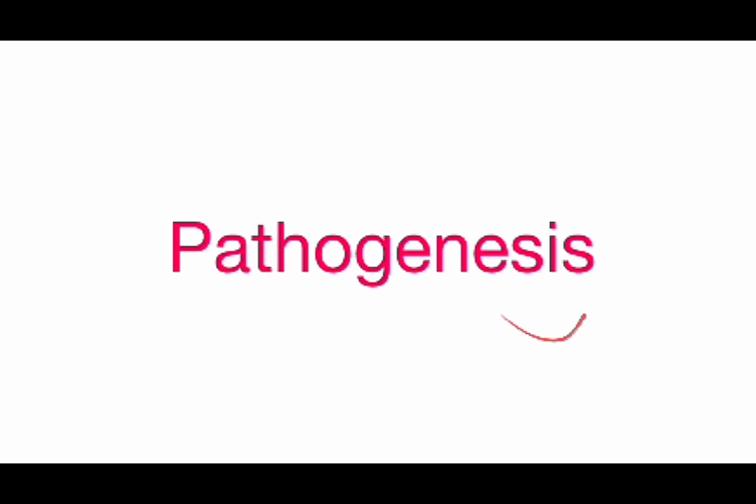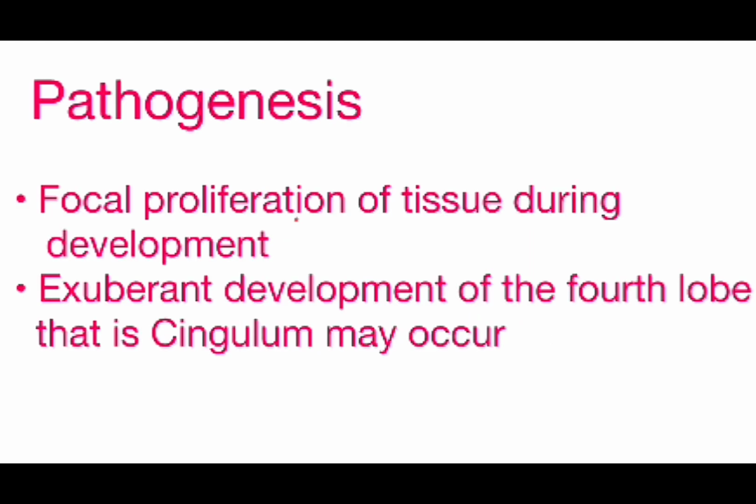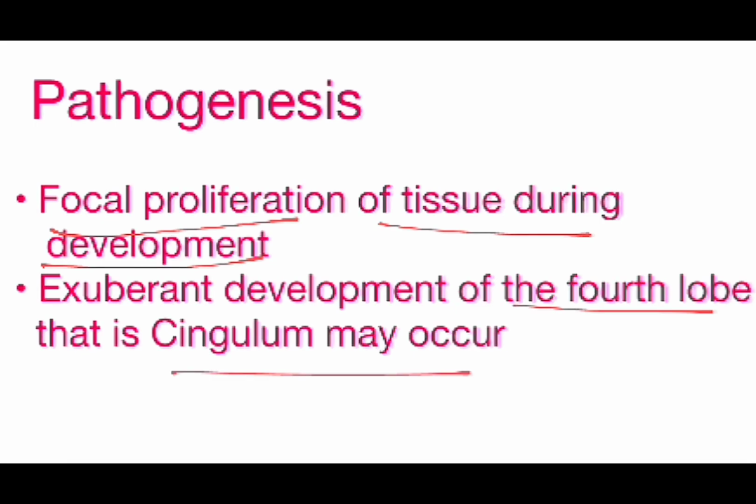Now let us see the pathogenesis in detail. It is nothing but a focal proliferation of tissue during development. So there is exuberant development of the fourth lobe, that is the cingulum, which may occur. Because of that, Talon's cusp has arisen.